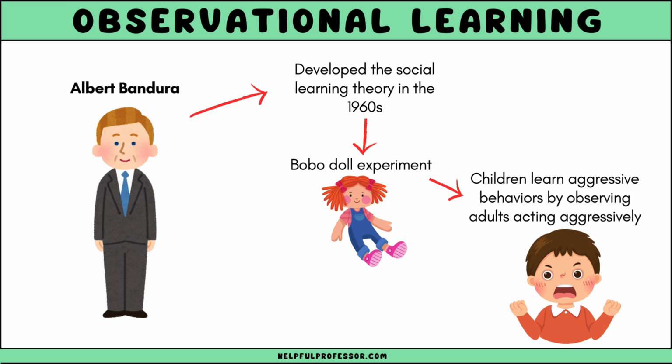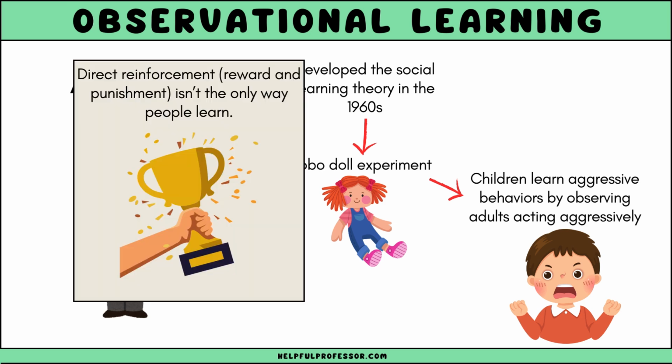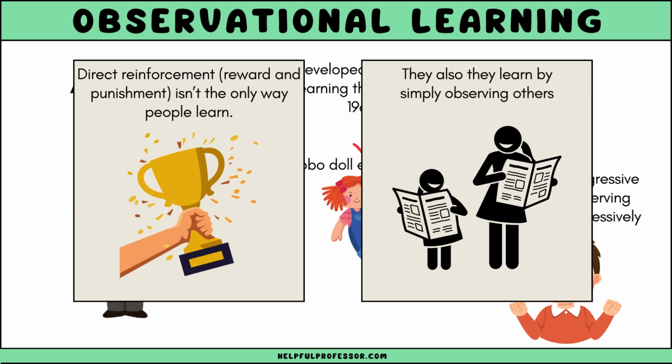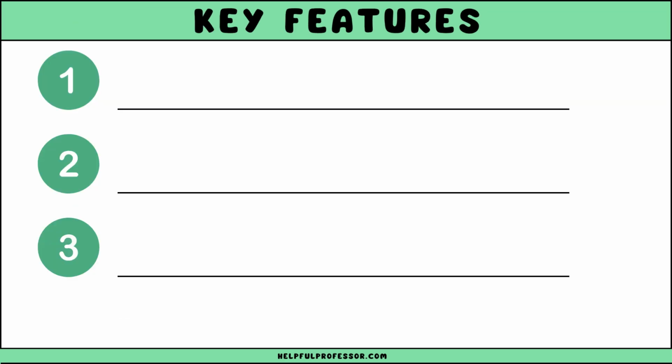Bandura's work showed that direct reinforcement wasn't the only way people learned. They could also learn by observing others. Here are three key features of observational learning.